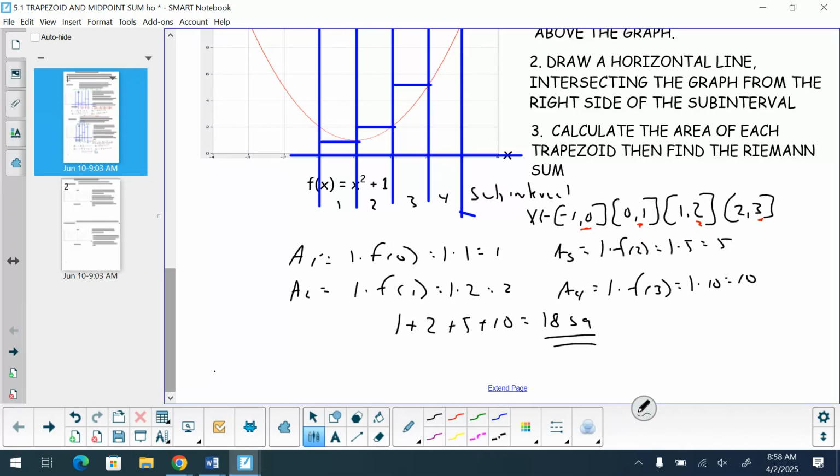And we don't need the picture. We can just look at our subintervals. We can just use our height. Our height is going to be just that function value at the right-hand side of our subintervals.